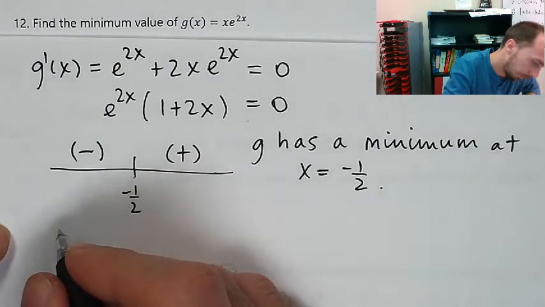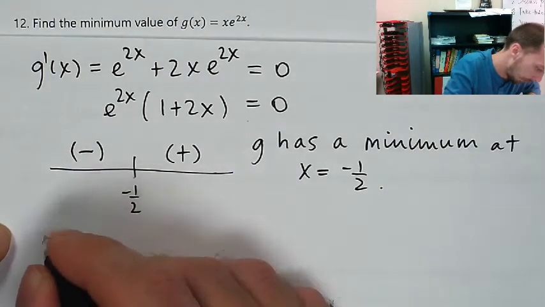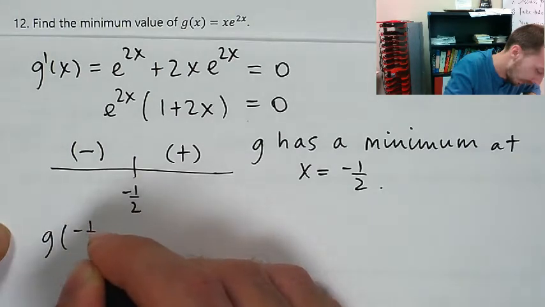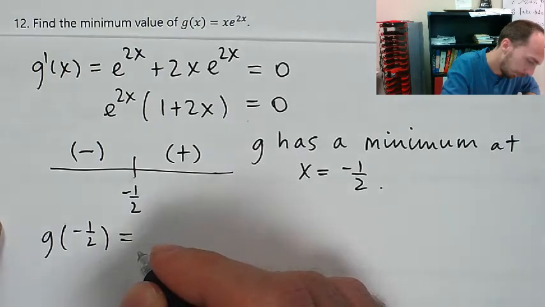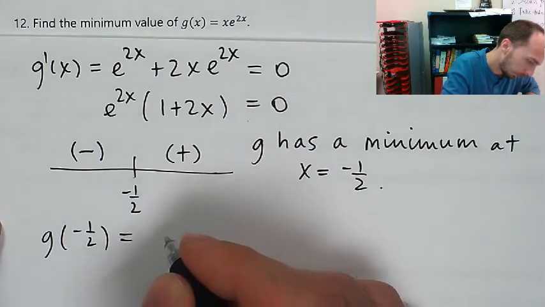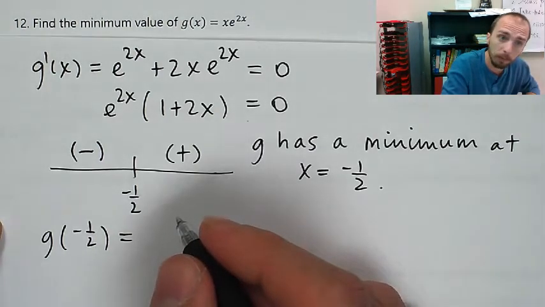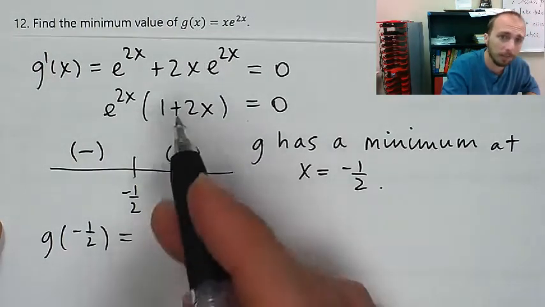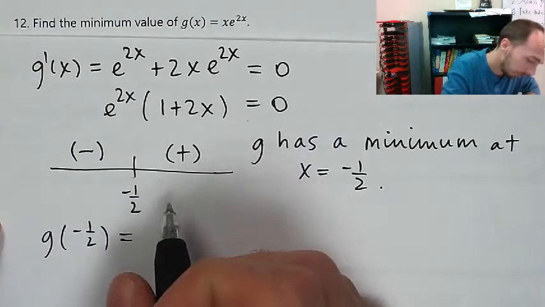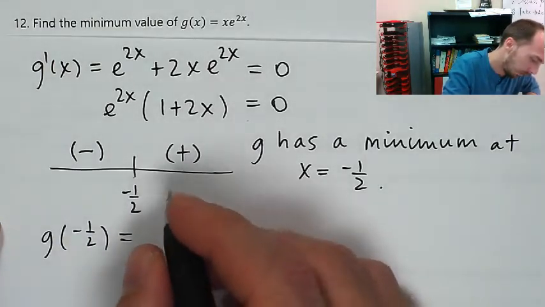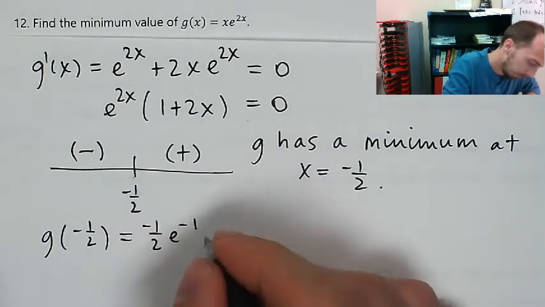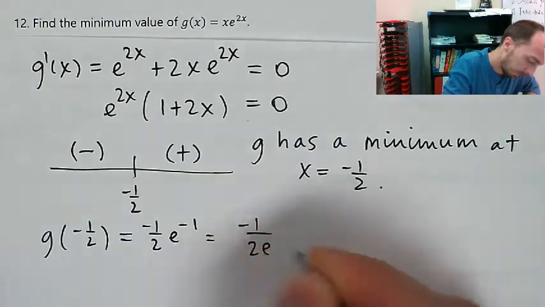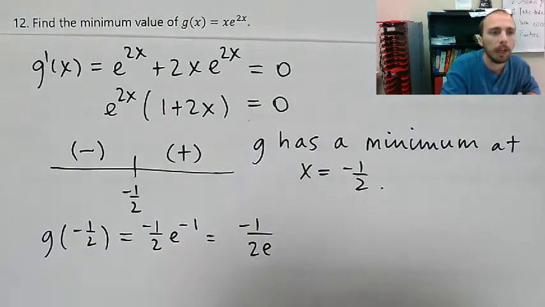So g of negative 1/2 is going to equal... I know why I was having a problem. I was looking at number 11. It's like, how am I going to put negative 1/2 into square root x? So it's x e to the 2x. Okay, that is the minimum value of g.